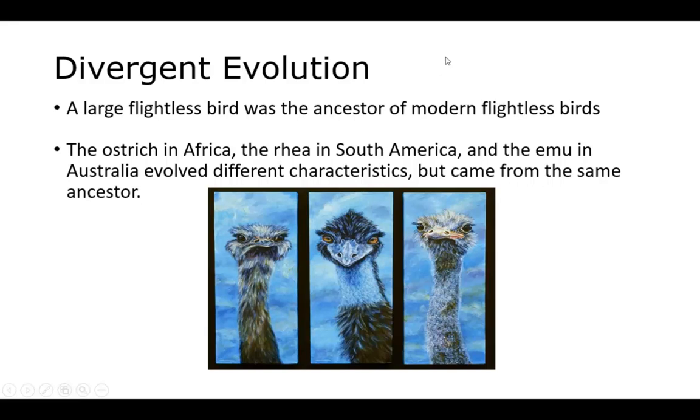Divergent evolution. A large flightless bird was the ancestor of modern flightless birds. The ostrich in Africa, the rhea in South America, and the emu in Australia evolved different characteristics but came from the same ancestor.